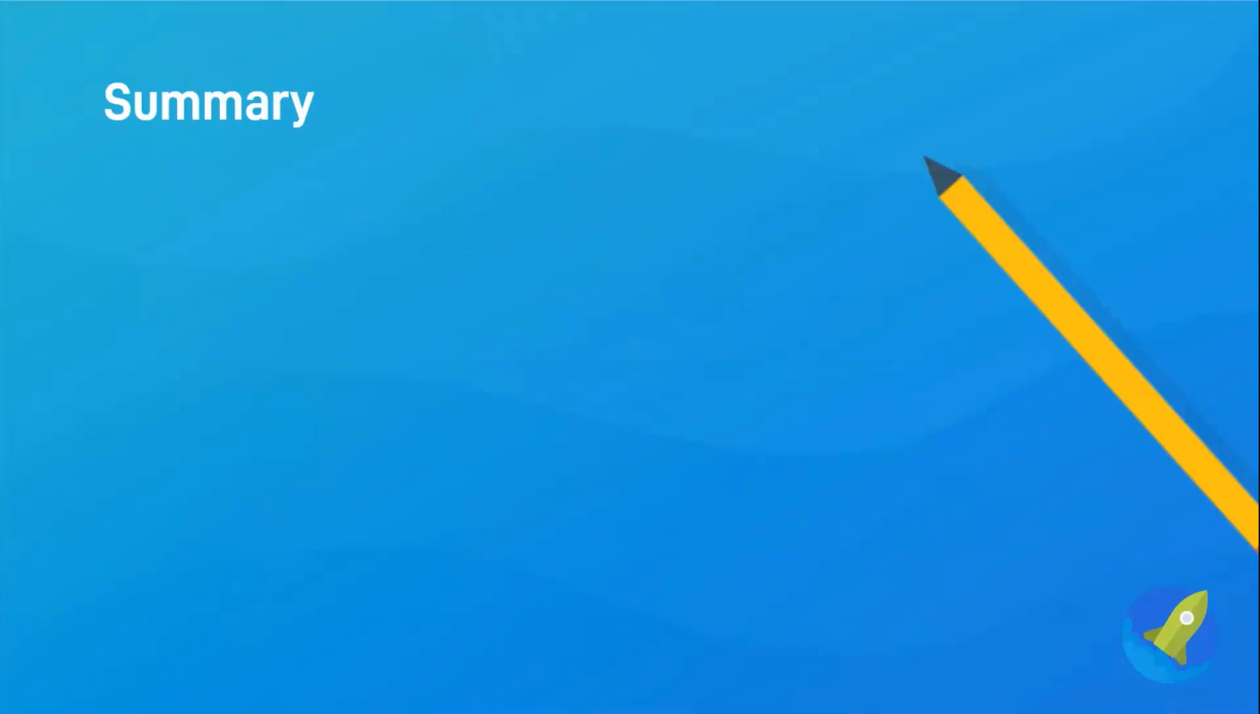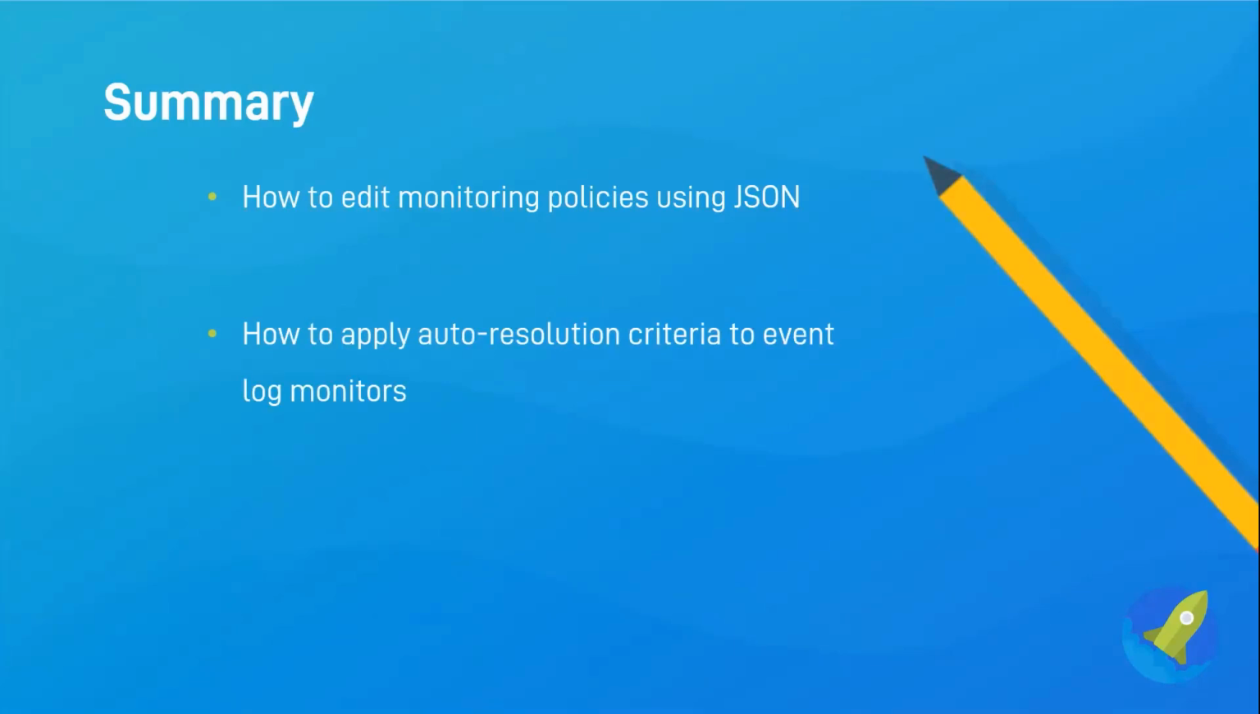So let's summarize what we reviewed today. So first, we saw how editing the monitoring policies can be made a little bit easier by exporting the policy to JSON format, editing it, and then re-importing it. Next, we saw how auto resolution can be applied to event log monitors, even when there's no separate resolution event code that you can use. You can use that not raised criterion to auto resolve potentially. And finally, we applied both of those techniques to an existing monitoring policy, the Windows Security Audit Component Policy.